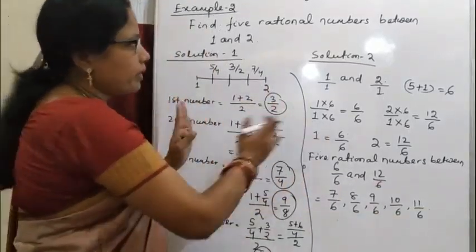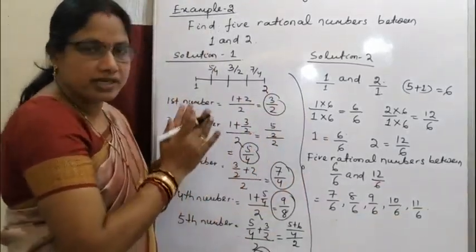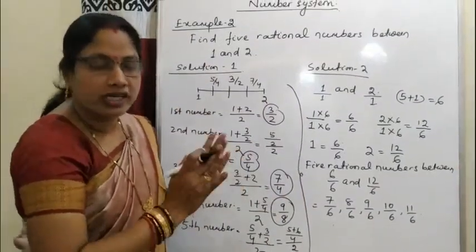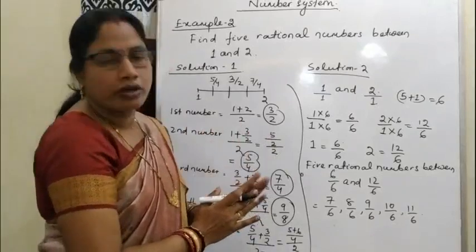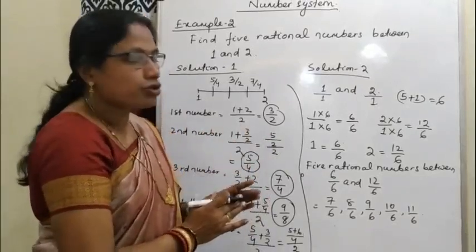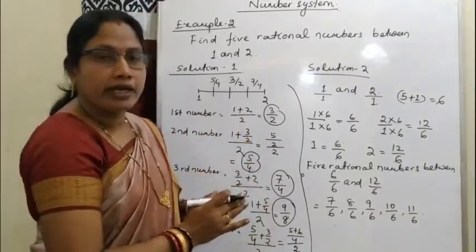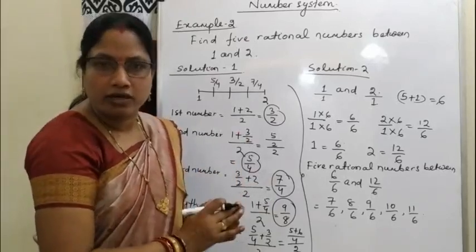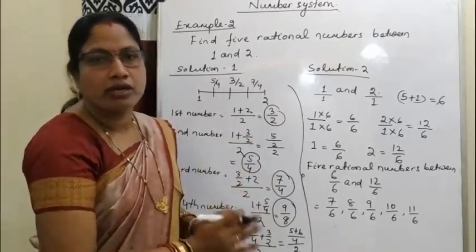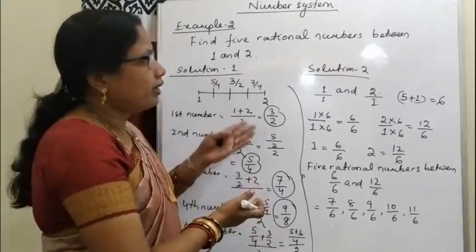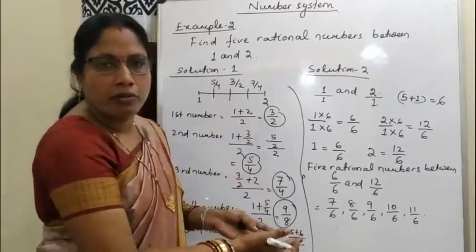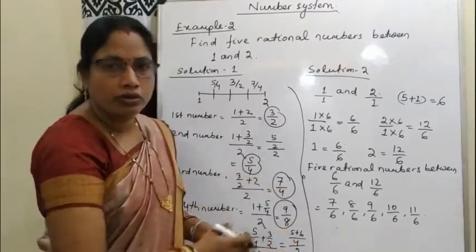So these are the 2 methods to find some rational numbers in between 2 rational numbers. You can adopt any method according to your convenience. Also you should remember that there are infinitely many rational numbers in between 2 rational numbers. So out of the infinite numbers, you can find any number of rational numbers in between 2 rational numbers.